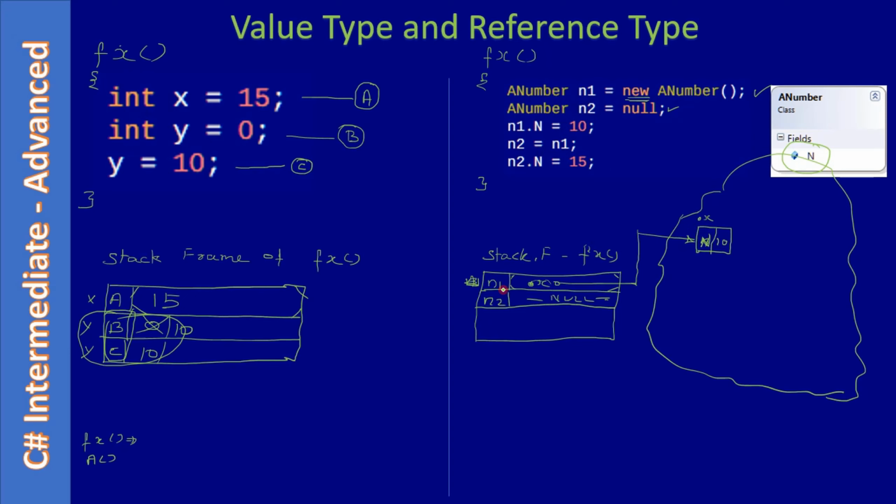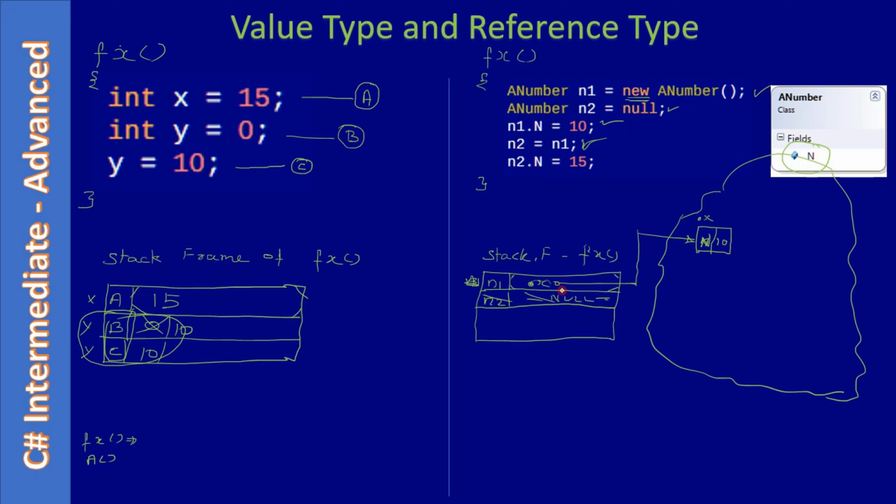Next, what happens? n2 here is empty, right? So this statement is explored. Now let's consider this one, n2 equal to n1. That means content will get copied between two stack locations, n1 which is already here.